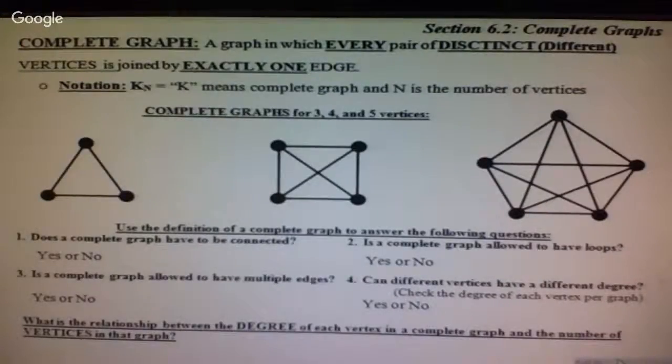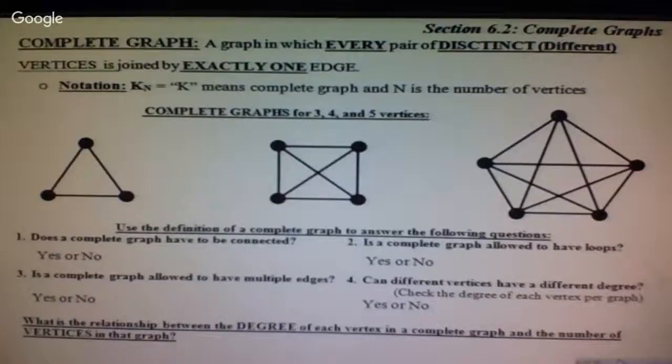Okay. So, section 6.2. Section 6.2 is on what we call complete graphs. Your full definition for a complete graph is a graph in which every pair of distinct vertices is joined by exactly one edge. So these are all examples of complete graphs.